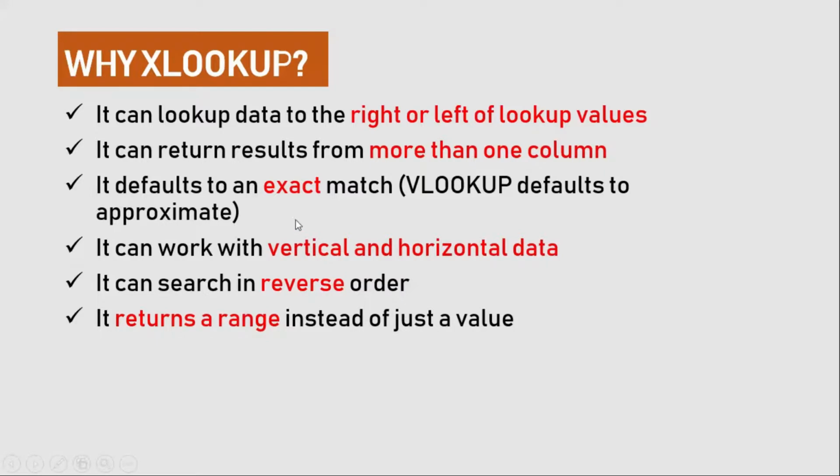It defaults to an exact match, whereas VLOOKUP defaulted to an approximate match, right? And then it can work with vertical and horizontal data, and it can search in reverse order. So this is pretty new, which we haven't seen before in Excel. This is a cool feature where you can search in the reverse order. It returns a range instead of just a value. As I said, it's an array formula, so it does give us the range as an output.